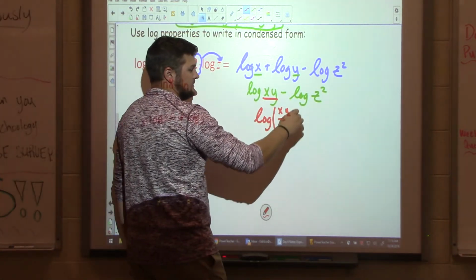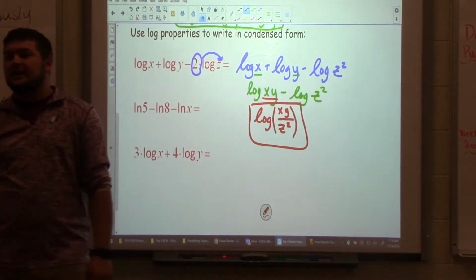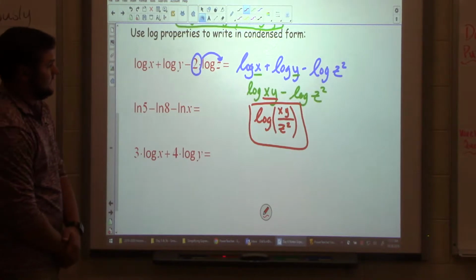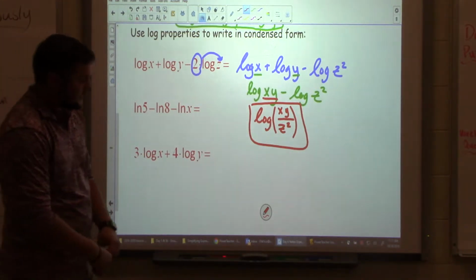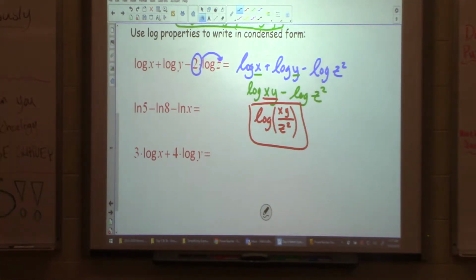And if you want to, you can put it in parentheses, but you do not have to. And that is my final answer. It's condensed all the way down to one logarithm. We did our job. Alright, that was the first one. Let's look at the second one.